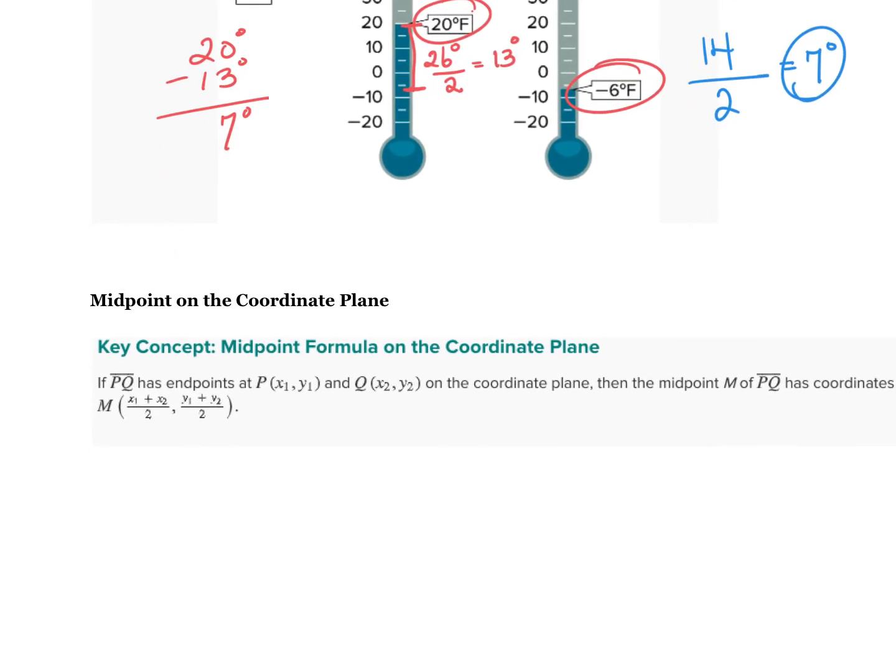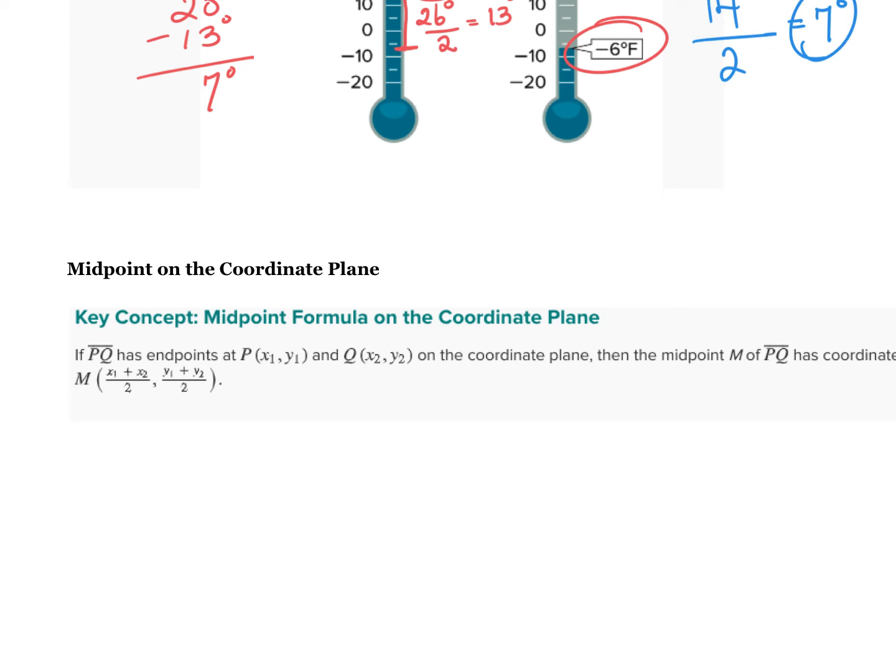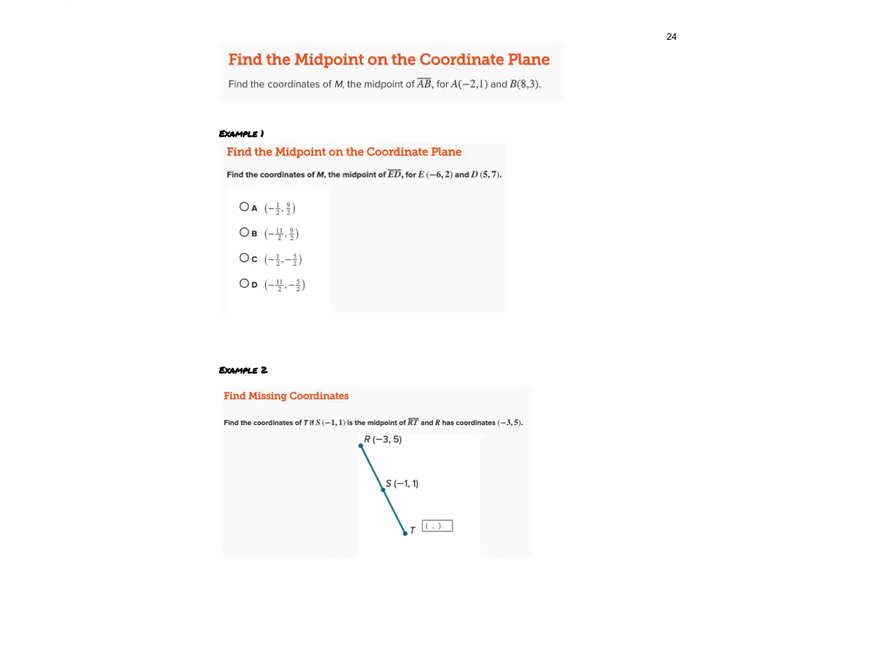Okay, and then that brings us to the formula for finding the midpoint on the coordinate plane. You'll notice I have the same x1 plus x2 divided by 2, that same average of the x values. But of course, as we know, on the coordinate plane, we also have y values. So it just means you have to do it twice. So you find the average of both the x and y values. Let's take a look at an example here.